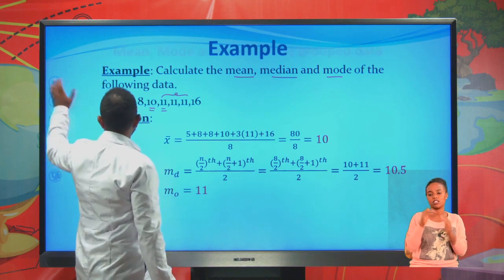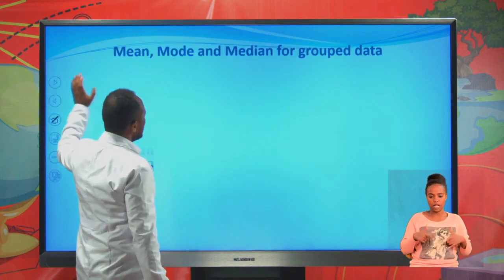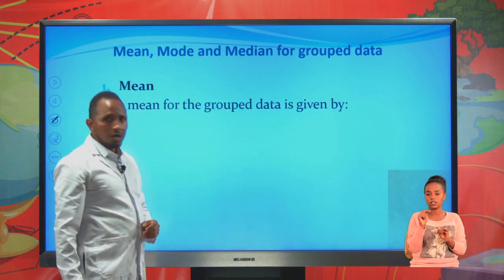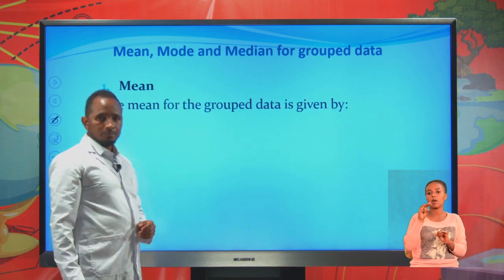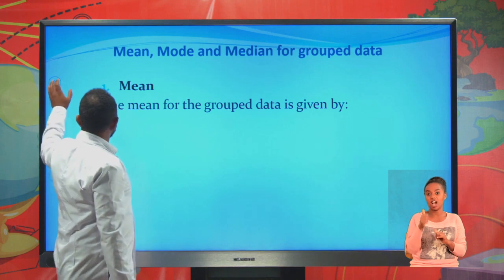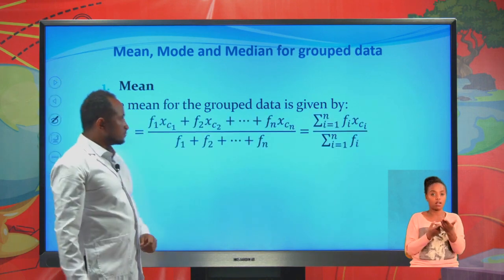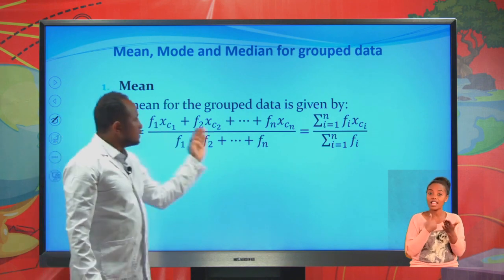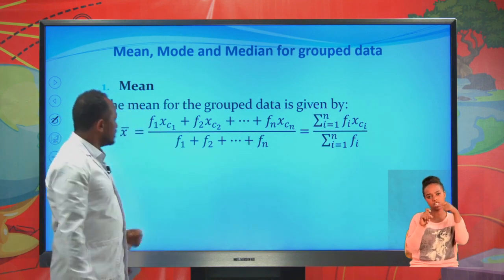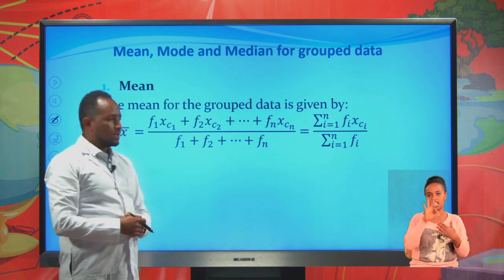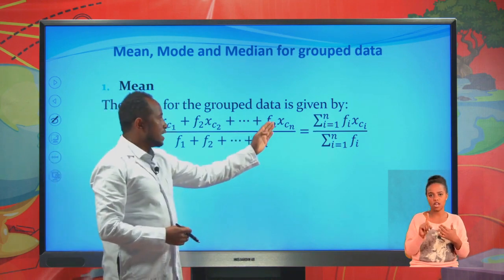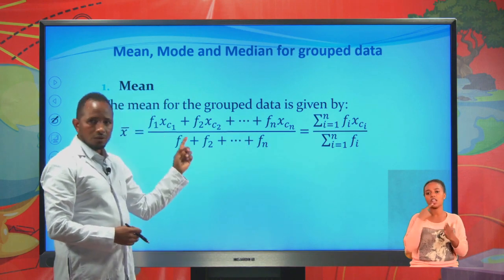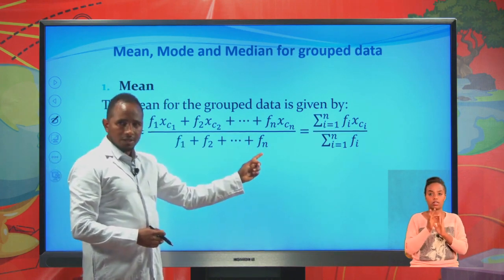Now let's continue. Let's see the mean, mode, and median for group data. For the group data, the mean is given by this formula: f1 times xc1, plus f2 times xc2, and so on up to fn times xcn, divided by the total number of data, or the sum of the frequencies.